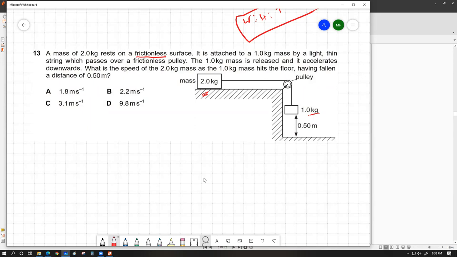Whenever we let go of this 1 kg mass, it is going to start falling downwards, and this 2 kg object is going to start sliding to the right as well. This one's acceleration at any given time would be equal to this one's acceleration. This one's velocity downwards would be, at any point, this one's horizontal velocity to the right as well. Now, this one's displacement would also be equal. Only this is going to experience all of those vectors in the horizontal alignment, and this is going to experience all of those vectors in the vertical alignment.